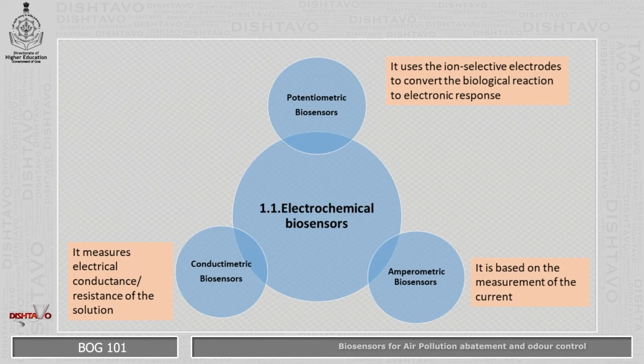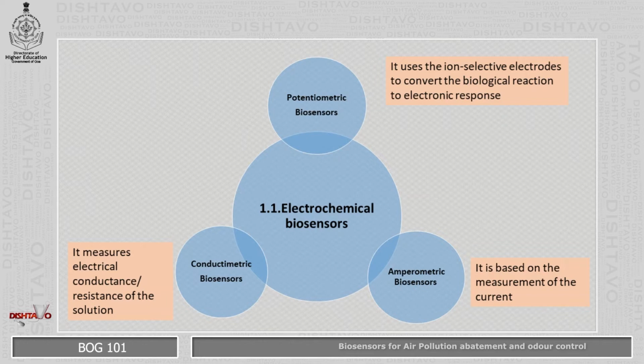So, electrochemical biosensor is an analytical device in which a specific biological recognition element, that is the bioreceptor, is integrated within or intimately associated with the electrode that converts the recognition event to a measurable electrical signal for the purpose of detecting a target compound.